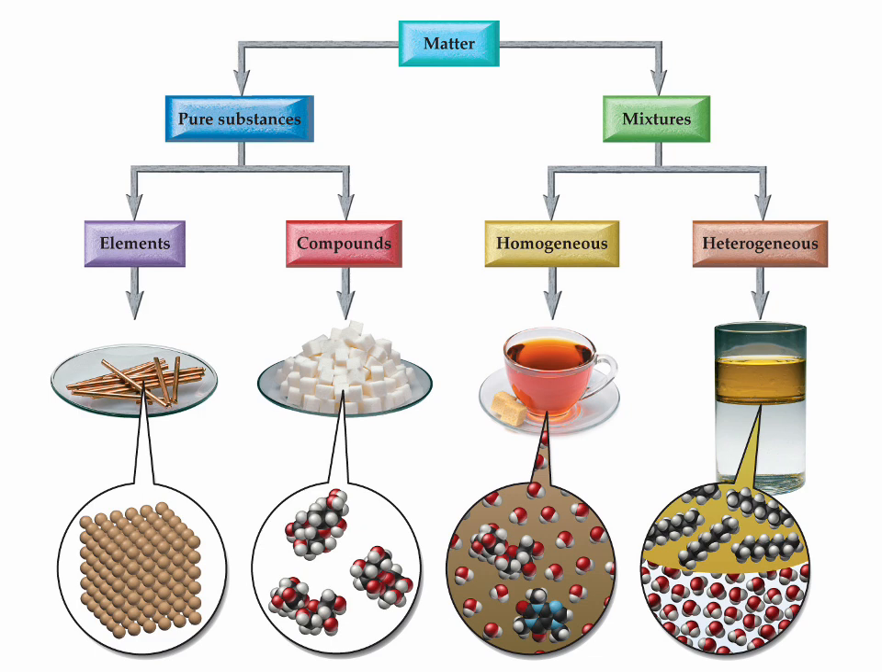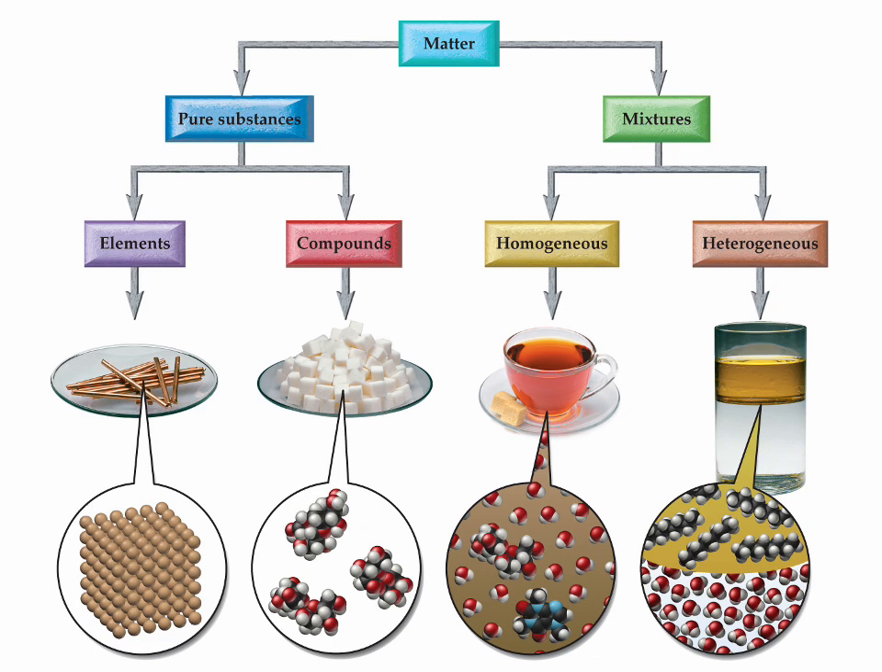This is kind of a summary of how we can classify matter. So matter is stuff you can touch, okay? There are different kinds of matter. We can have pure substances or mixtures. Pure substances get broken down into two types, elements or compounds.